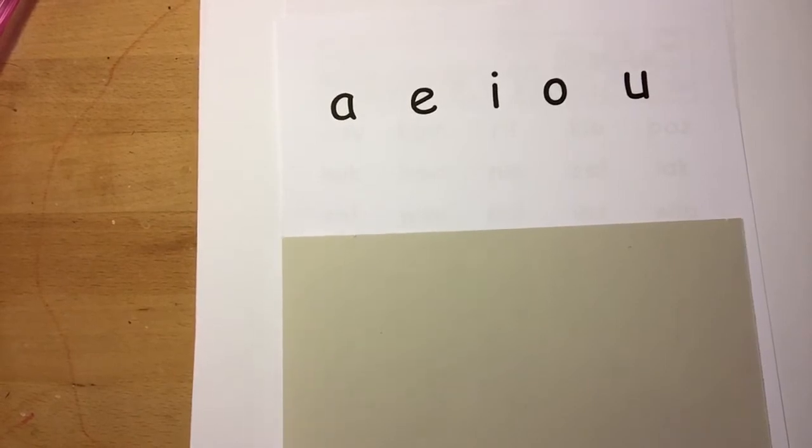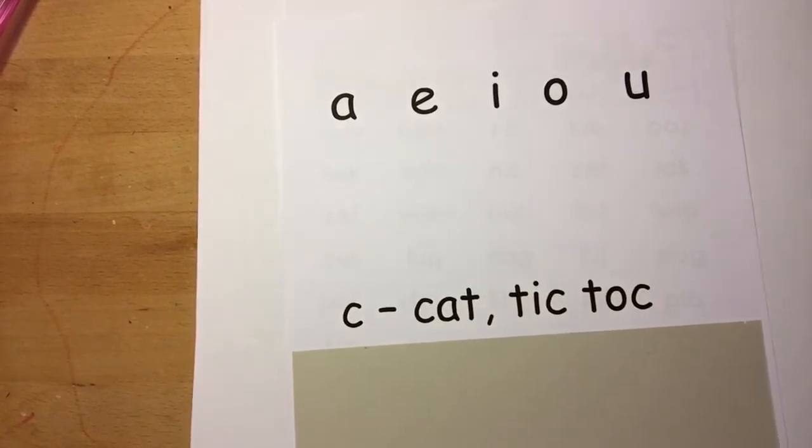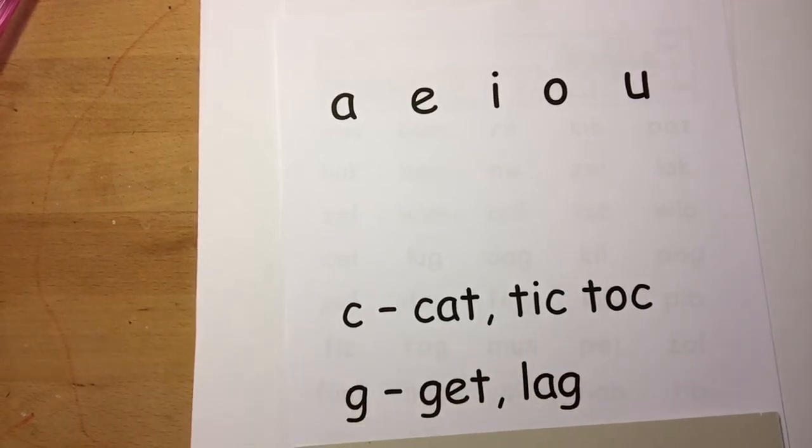For some of the consonants that can be tricky, C will always have the K sound at the beginning of the word, like cat, at the end of the word, like tick and talk. G will always have that hard G sound, like get and lag. And S should always have that S sound, like sit and gas, and not the Z sound, which we often see in English, like has.